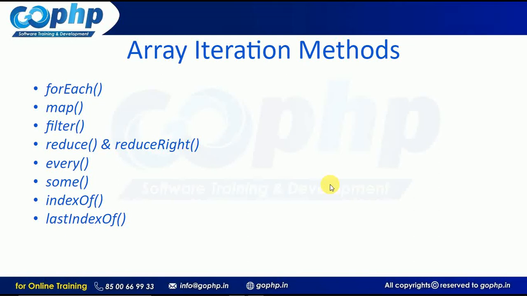Hey, good morning all. In this session, we are going to discuss array iteration methods. We have the following methods: forEach, map, filter, reduce and reduceRight, every and some. The last two methods are for a different purpose, to find whether an element is there in an array or not. So except the last two, all the remaining methods are used as array iteration methods, guys. Here, let us see some examples on the same.